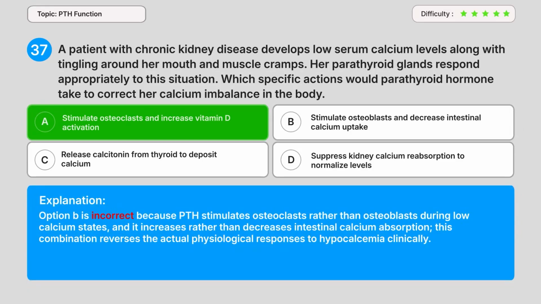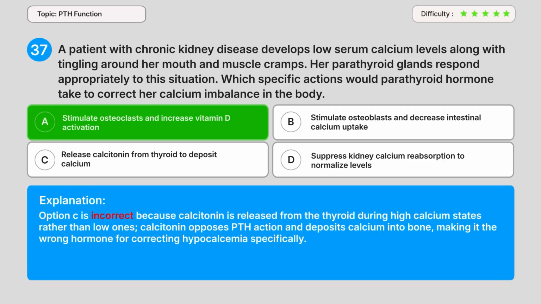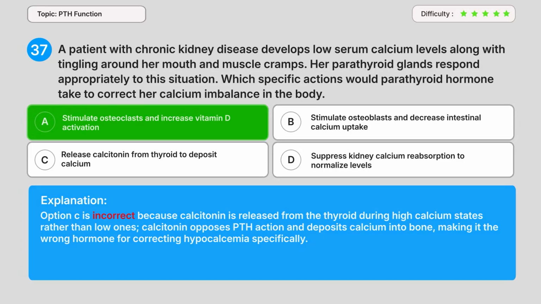Option B is incorrect because PTH stimulates osteoclasts rather than osteoblasts during low calcium states, and it increases rather than decreases intestinal calcium absorption. This combination reverses the actual physiological responses to hypocalcemia clinically. Option C is incorrect because calcitonin is released from the thyroid during high calcium states rather than low ones. Calcitonin opposes PTH action and deposits calcium into bone, making it the wrong hormone for correcting hypocalcemia specifically.